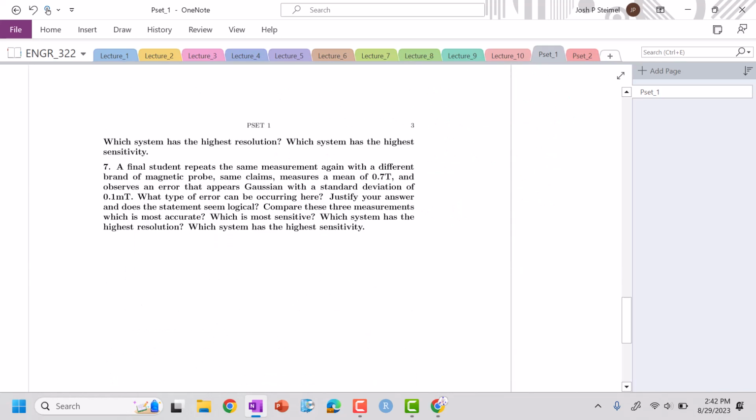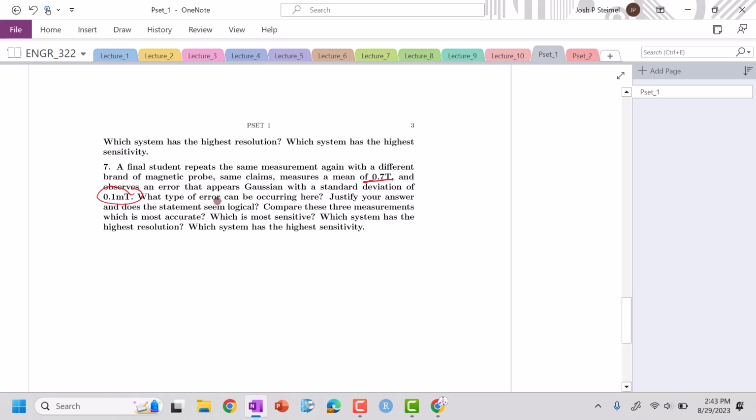Excellent. So finally, a student repeats the same measurement, but with a different probe, same claims, measures a mean of this, so not as accurate. They observe an error that appears Gaussian with a standard deviation of 0.1 millitesla. So again, we're going to have probably some combination of precision and bias occurring here because there's a distribution. So precision error can be going on.